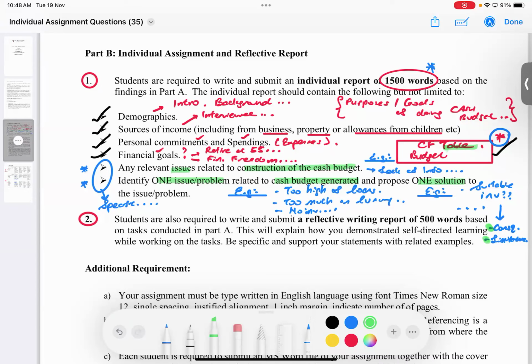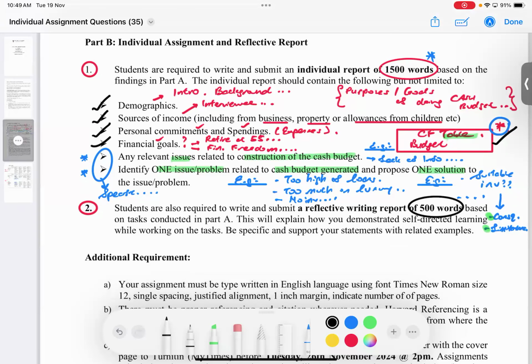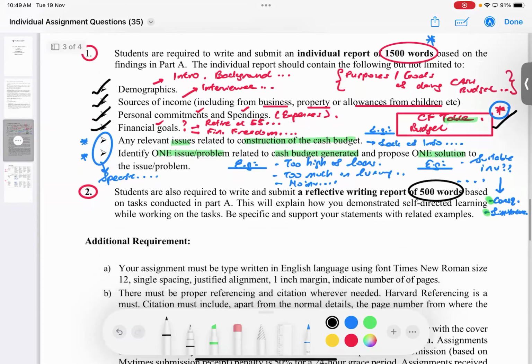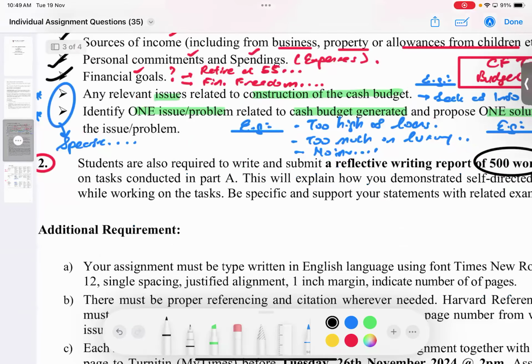Okay, now the second part. The second part is 500 words. This is about reflection. Now, this is where I can give very generous marks. If you can, I can be generous in giving marks for number 2. This is about reflection, so you talk about what you learned. Let me give you an example.